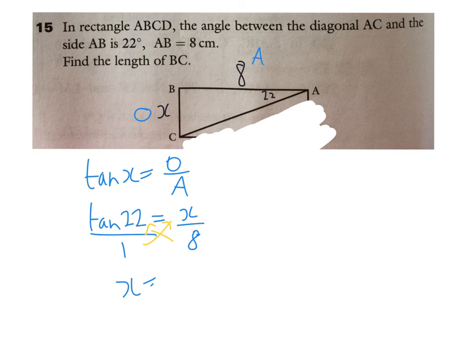So x equals 8 tan 22. Notice in the other ones I might have written 8 tan 22 equals x. It doesn't matter which order you write it in. X is still equal to 8 tan 22. Just a personal preference there really. 3.23 to 3 significant figures. That's in centimetres.